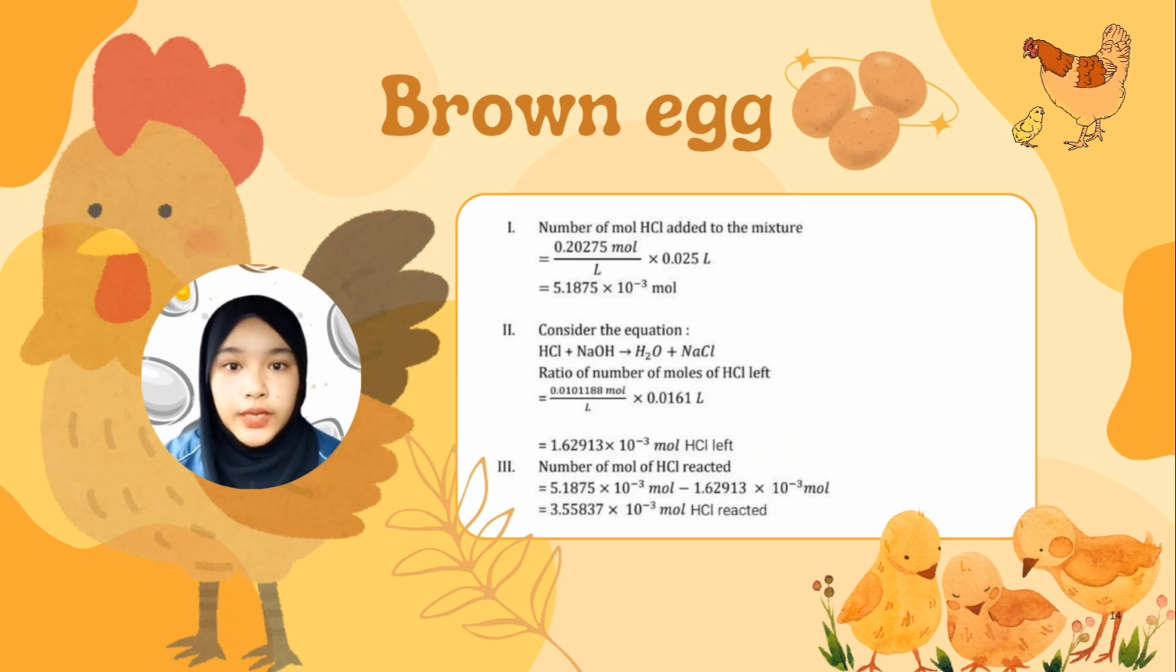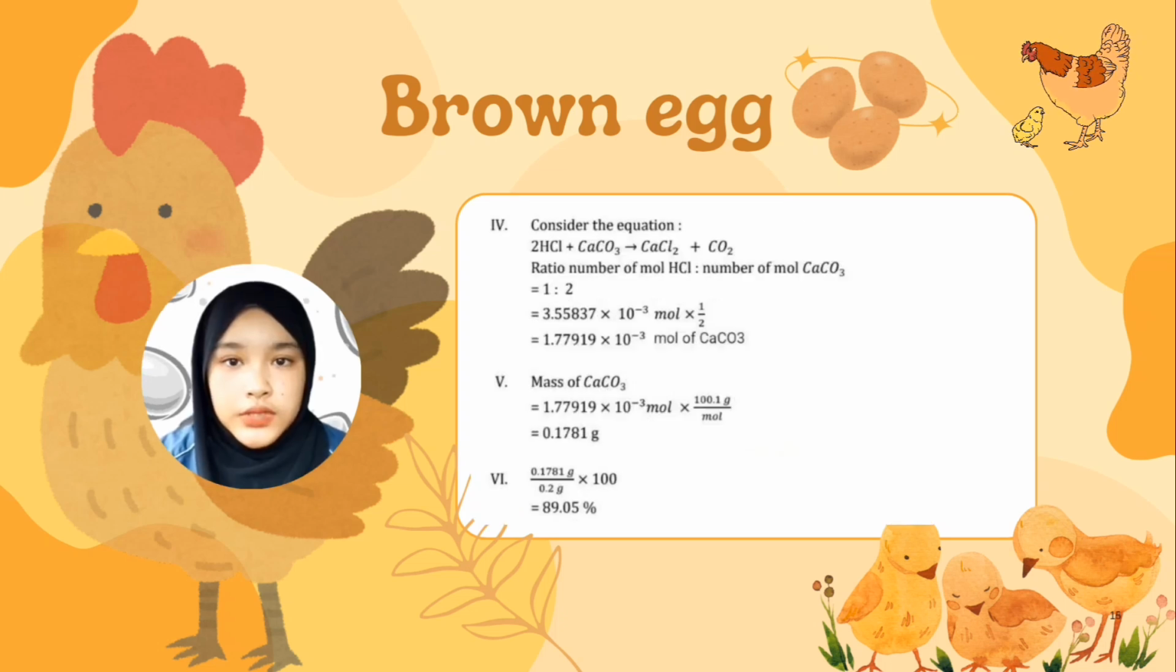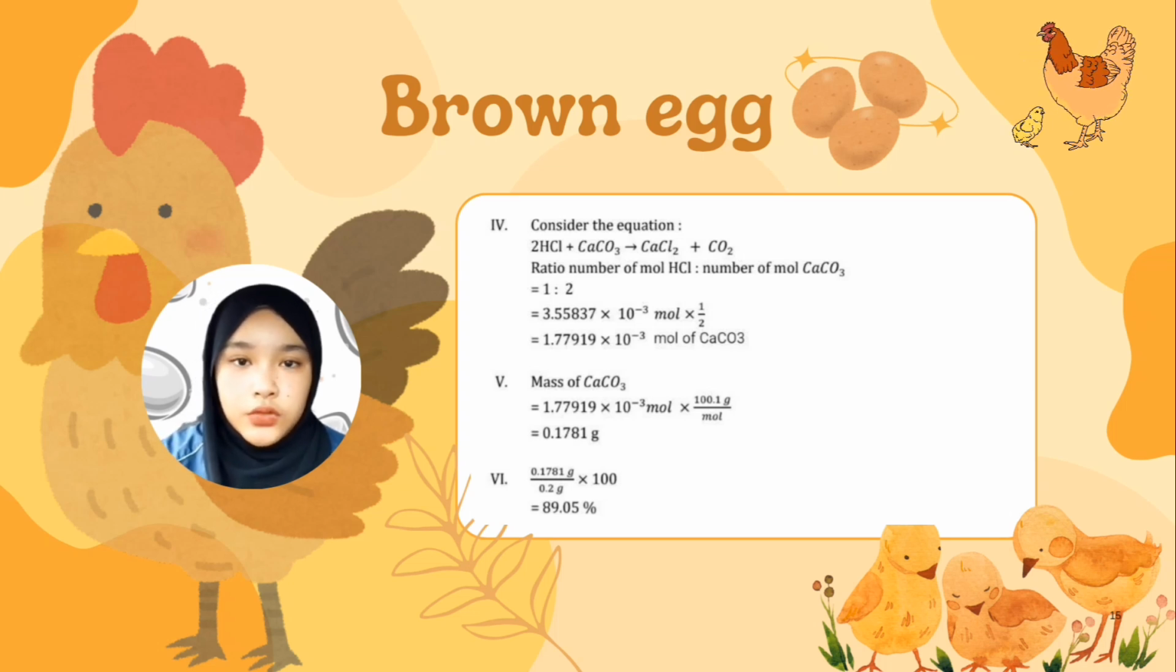The third step is to find the number of moles of hydrochloric acid that reacted. This can be obtained by subtracting the number of moles of hydrochloric acid left from the number of moles of hydrochloric acid added to the mixture, and we will get 3.55837 × 10⁻³ mole. Fourth step is to consider the first equation to find the ratio of the number of moles of hydrochloric acid and the number of moles of calcium carbonate. It is 2:1, so the number of moles of hydrochloric acid reacted multiplied by half, we will get 1.77919 × 10⁻³ mole of calcium carbonate.